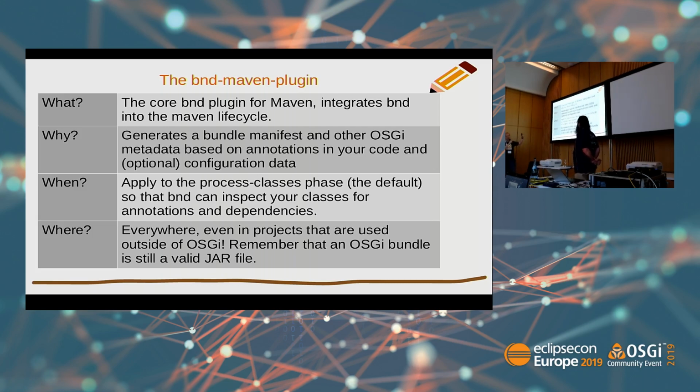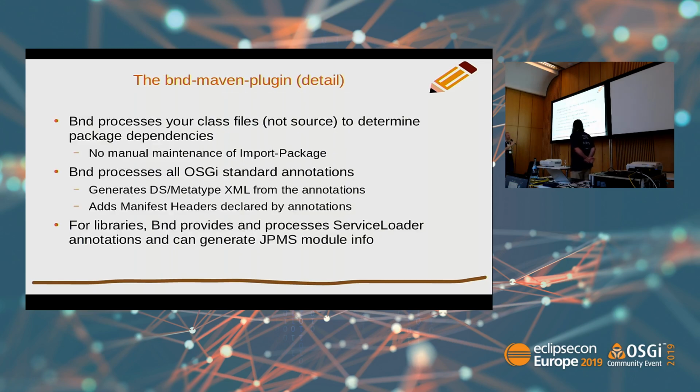It typically lives in the process classes phase, and the reason for this is that's what BND does. It actually reads your class bytecode to get this stuff done. So it's really important, therefore, that you are aware you're not ever getting anything from the source. It's always the class binaries. Everything's being generated, including stuff like JPMS info we can now generate based on your OSGi metadata. So that plugin's pretty cool.